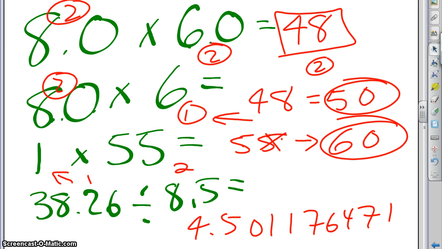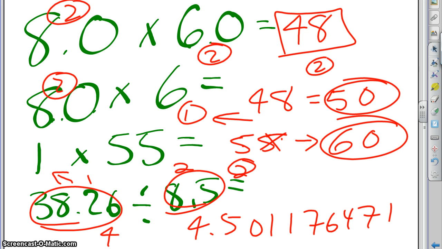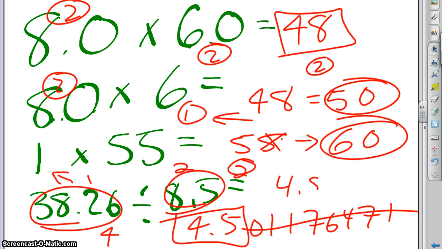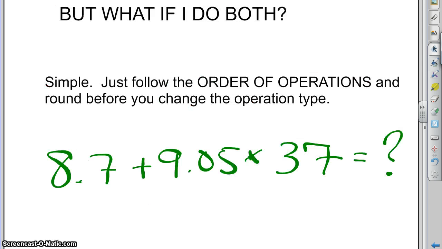it doesn't matter because we're looking up here, and the first number we used had 4 significant digits, and this one has 2 significant digits. So our answer should have 2, so we keep the 4 and the 5 and round everything off. 4.5 is the answer, and that's how you do it. If you wrote 4.501, that would be wrong. If you wrote 5, that would be wrong. You want 4.5 as the correct number of significant digits.